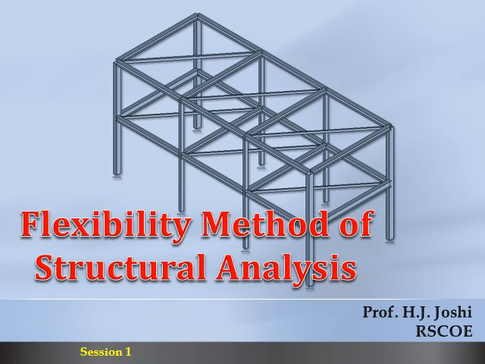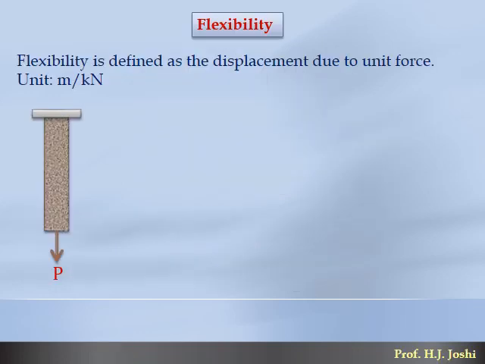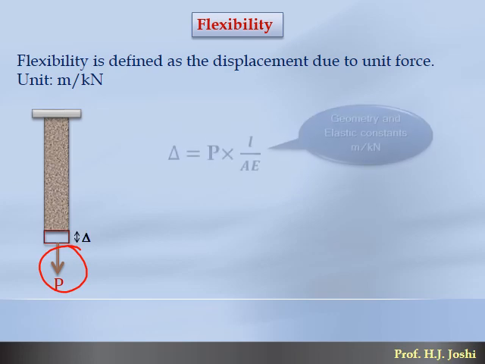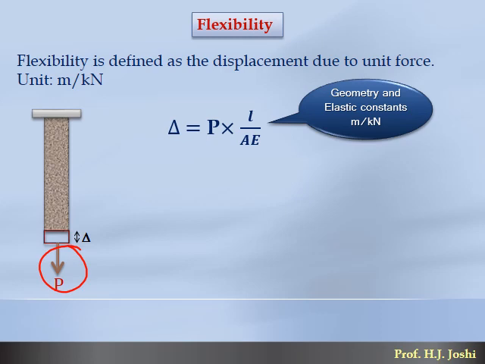So let us start today in our session 1, flexibility method. Before going for the method, let's understand first of all what exactly means the flexibility. Consider a prismatic bar AB subjected to axial force P. Due to the action, the bar will deform, and the deformation delta is defined by the elementary equation of mechanics, that is delta equal to PL upon AE.